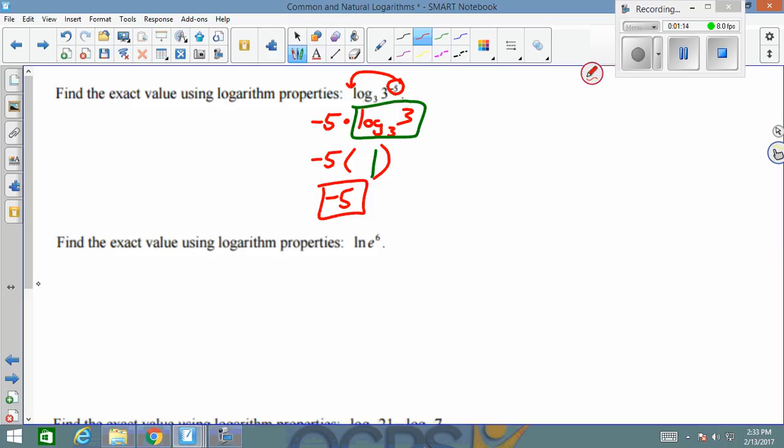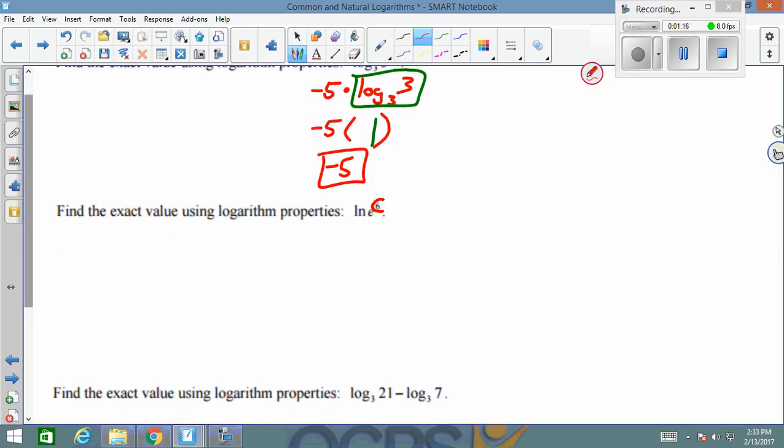Okay, we're going to talk more about the ln, but the same principles apply here. So move this 6 to the front, so it's 6 times the ln of e. And we're going to talk more about this, but the ln of e is 1. Okay, so it's really 6 times 1, which is 6.